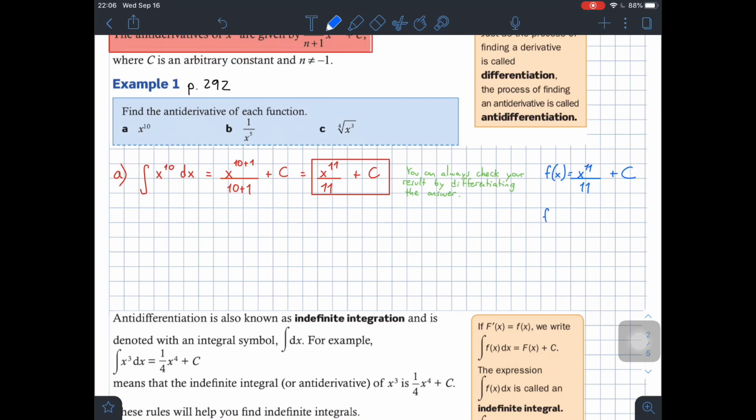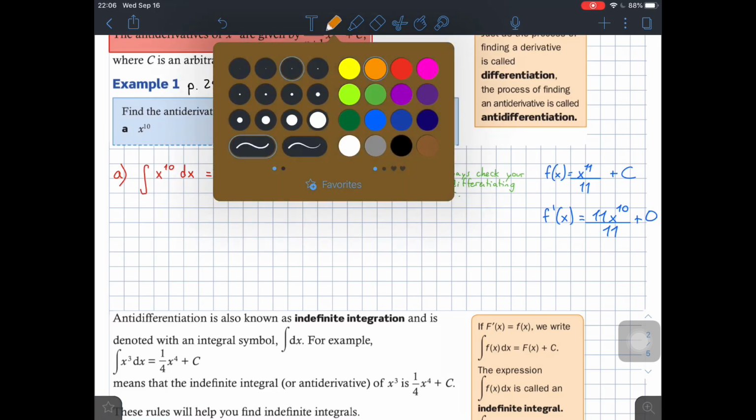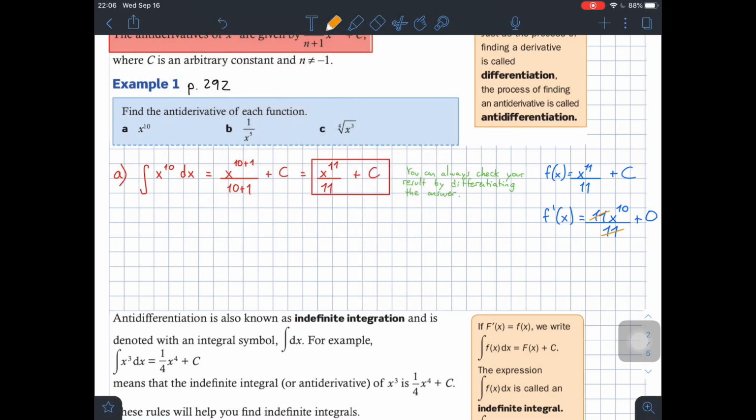Let's see. If I find f prime of x, we already know the rule for differentiating. We take the exponent down and we multiply it. So 11 times x to the power of 10, the exponent decreases by 1. This is being divided by this 11 over here. And then the derivative of c is always 0, right? So I'm going to put plus 0. So I see that we can simplify 11 with 11. And what do we get as a result? We're going to get that f prime of x is equal to x to the power of 10.